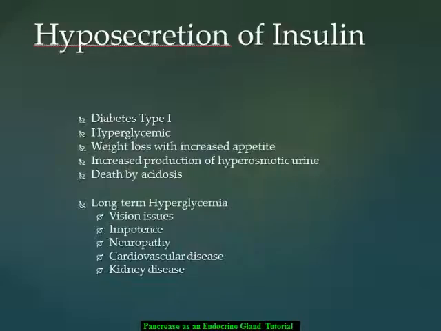In addition, we're going to see weight loss with increased appetite. So we're going to see the body liberating fat and liberating glycogen from the liver in an attempt to increase blood glucose levels, even though the insulin isn't working. We're going to have an increased appetite because the cells aren't getting the energy. They can't get the blood glucose from the blood into the cells. So another way to look at this is that these cells are essentially wasting away. They're starving because they can't get the glucose that they need to fuel their metabolic processes. We're also going to see an increased production of hyperosmotic urine.